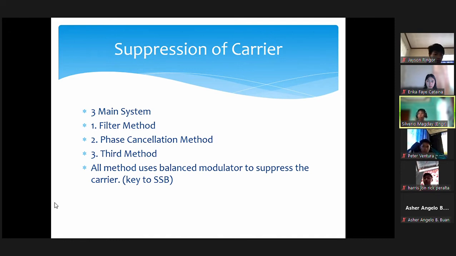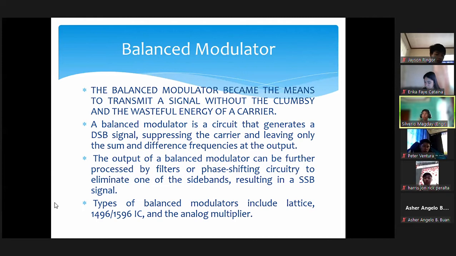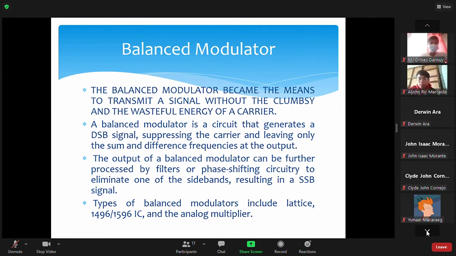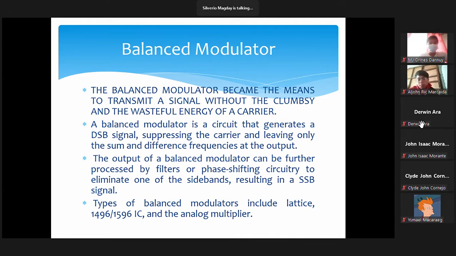And all methods use a balanced modulator to suppress your carrier, which is a key now to the single sideband technique. So first, we have the balanced modulator. It becomes the means to transmit a signal without the clumsy and wasteful energy ng carrier. So a balanced modulator is a circuit that generates a DSB signal, double sideband signal, and it suppresses the carrier, leaving only the sum and difference frequencies at the output. So yung mga sidebands. The output ng balanced modulator can be processed by filters or phase shifting circuits to eliminate one of the sidebands, resulting now in a single sideband.